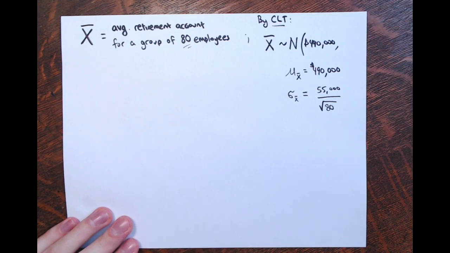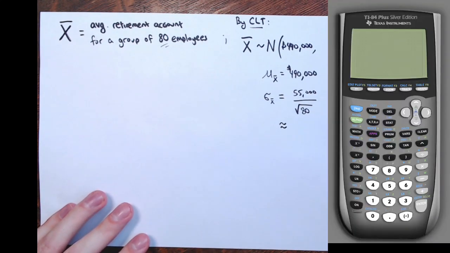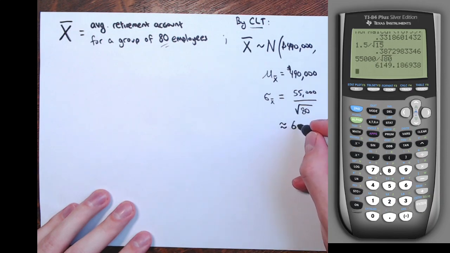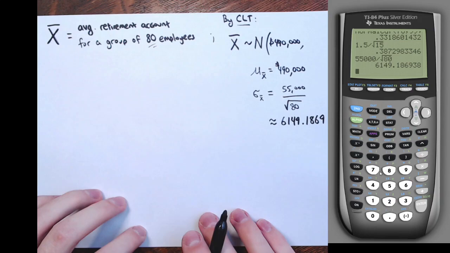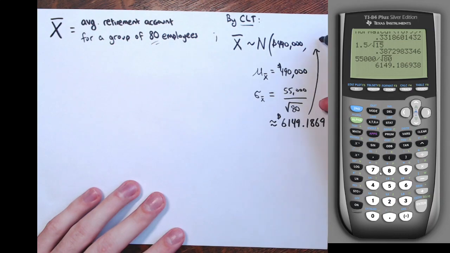Now, I'm going to round this to four decimal places. So pull this up: 55,000 divided by the square root of 80. This is approximately $6,149.19, but I'm going to go four decimal places: 6,149.1869. This is dollars. Okay, so that's going here.